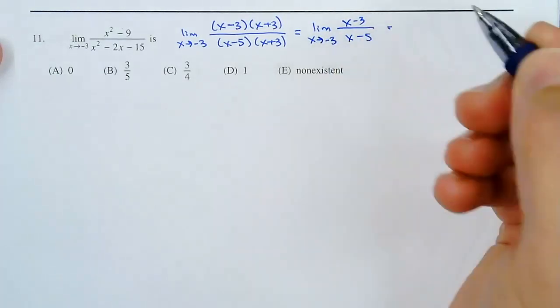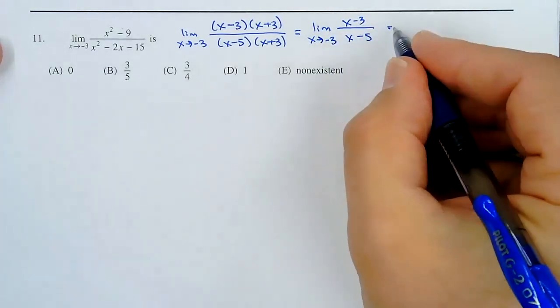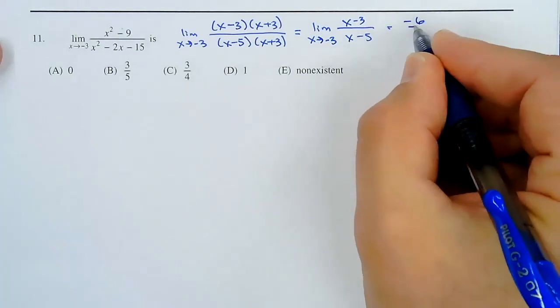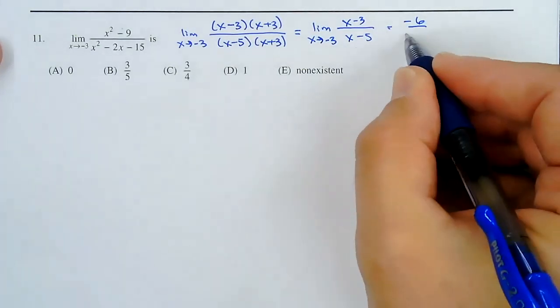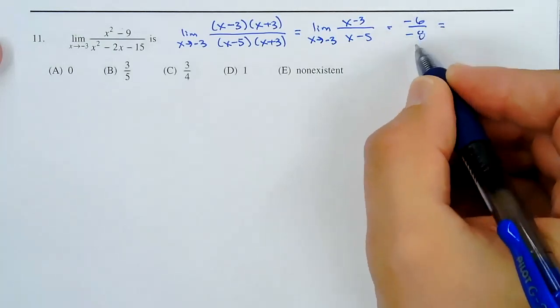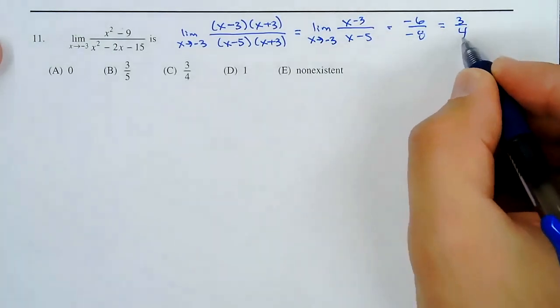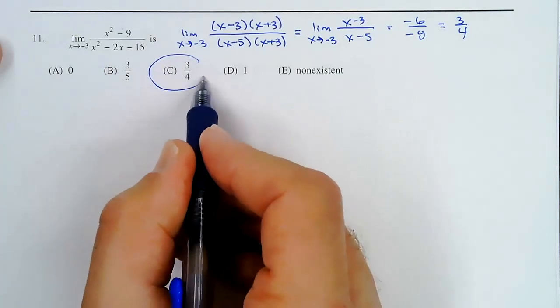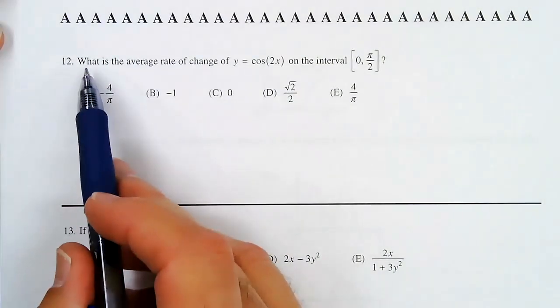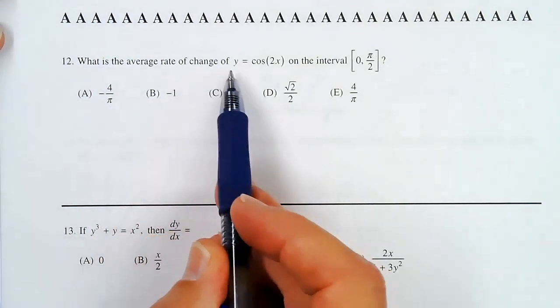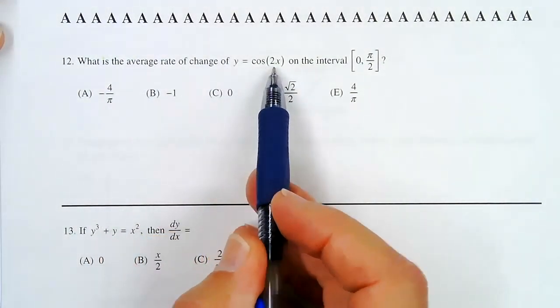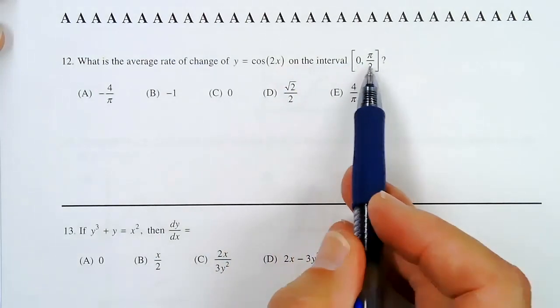And then now we can do the direct substitution. The numerator becomes negative 6, and the denominator becomes negative 8. And so that makes positive 3/4. So correct answer for number 11 is C. So for this problem, number 12, we're asking what is the average rate of change of y equals cosine 2x on the interval 0 to pi over 2.